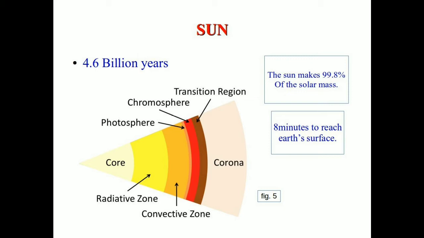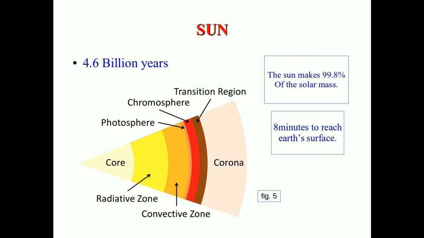The structure of the Sun contains core, radiative zone, convective zone, photosphere, chromosphere, transition region, and corona, as shown in figure 5. Core. The core of the Sun extends from the center to about 20 to 25% of the solar radius.